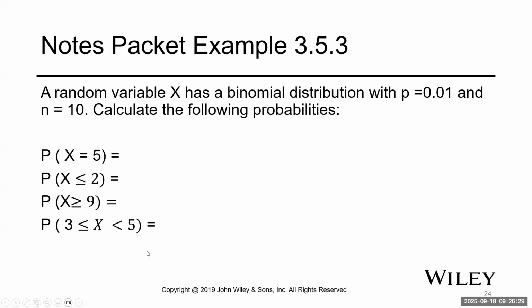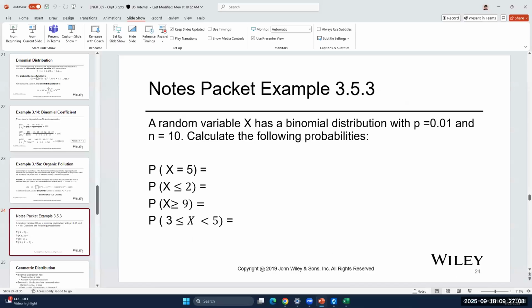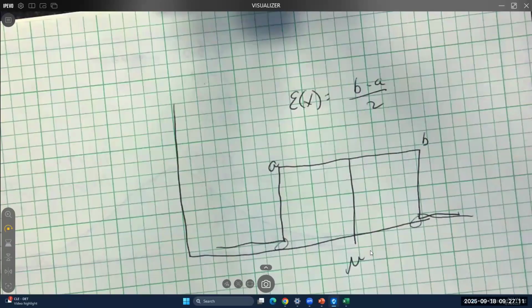All right, so we're going to calculate these probabilities, and we have 0.01 as our probability of success, and we have 10 trials. We're going to look at the probability of getting 5 successes, of getting less than or equal to 2 successes, of getting greater than 9 successes, or getting 3 to 5 successes, inclusive of 3 and up to 5. We might change that problem to make it 2 so it's easier. Okay, so let's switch back. This is in your packet.